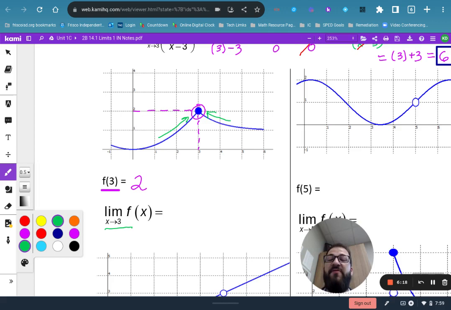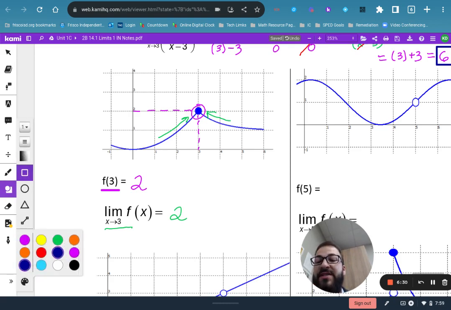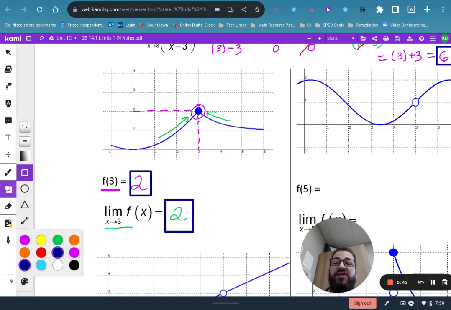And as I approach my limit from both the left and the right, what y value does my function look like it gets to? Well, it looks like it gets to 2. So in this case, both my function value and my limit value are exactly the same. And you might notice that this is a continuous function. It doesn't have any breaks, holes, asymptotes, anything like that. So a lot of times with our continuous functions, our function value and our limit value should be the same.